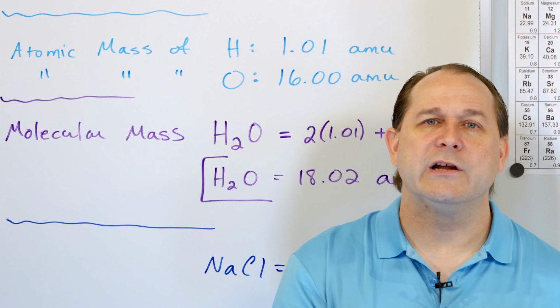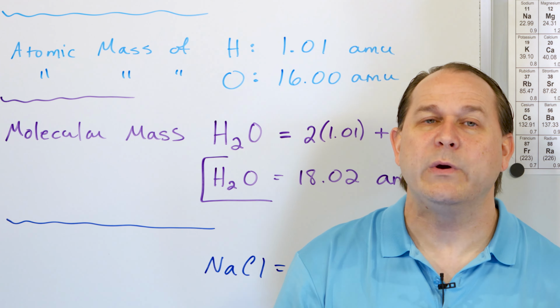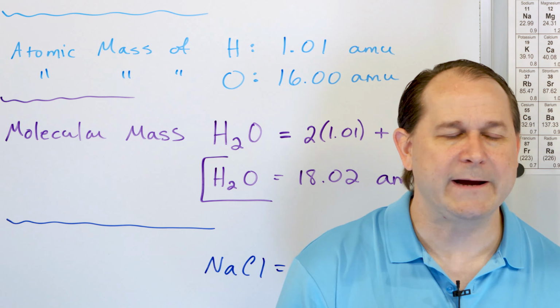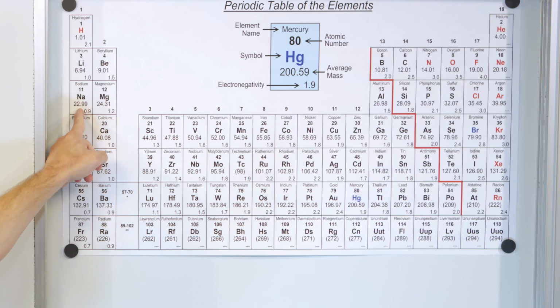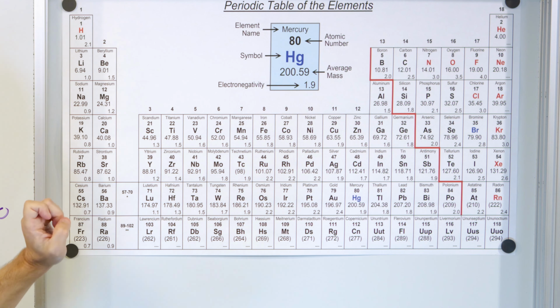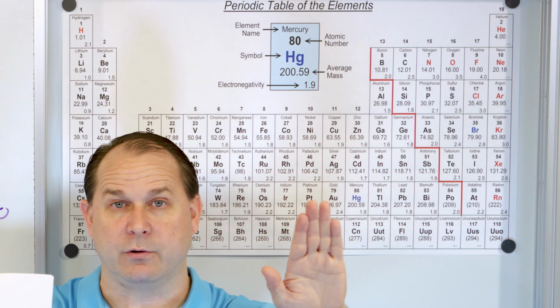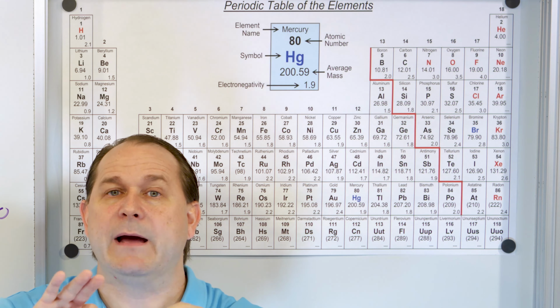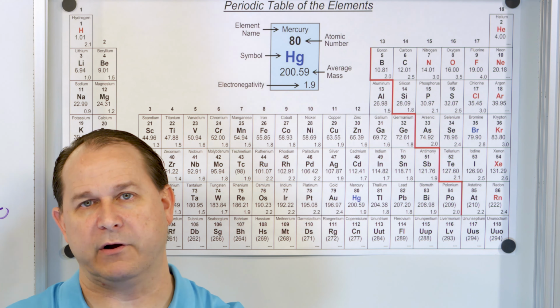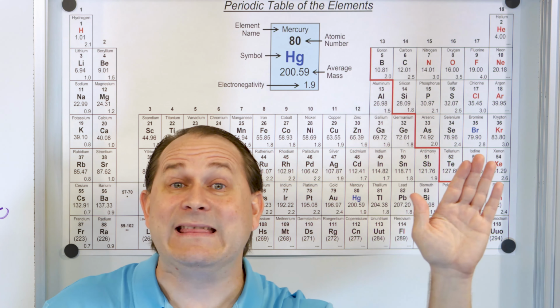Sodium chloride, it's an ionic compound. We call it a formula unit, right? Remember, sodium is on the left-hand side of the table. It likes to lose an electron. Chlorine is on the right side of the table. So a metal plus a non-metal yield an ionic compound because the metal wants to lose an electron. The non-metal wants to gain that electron.